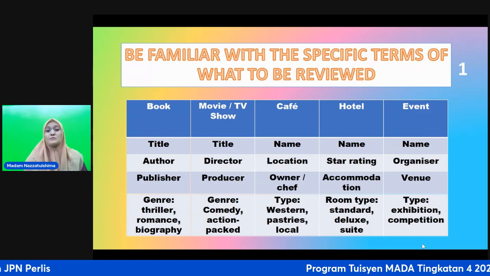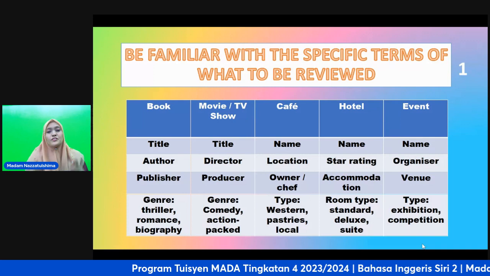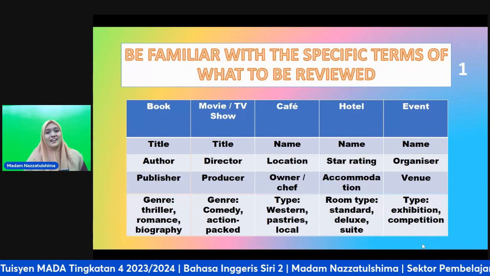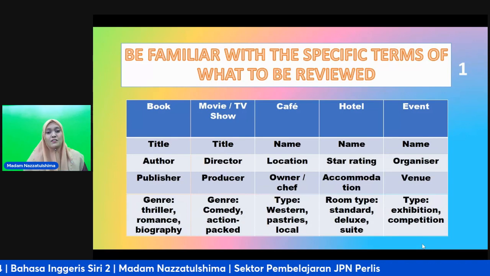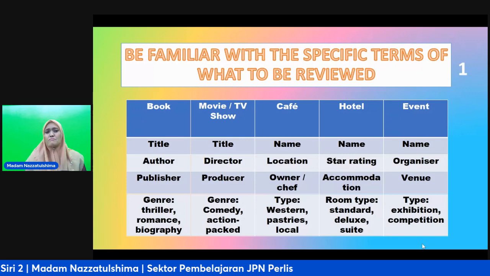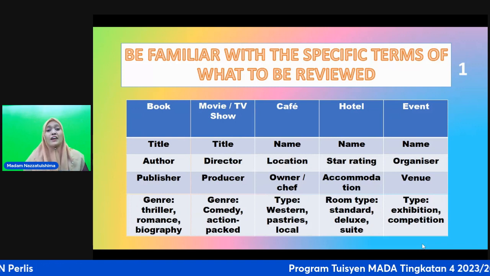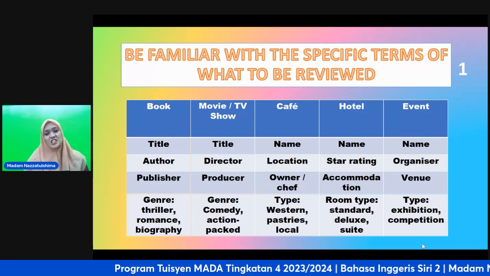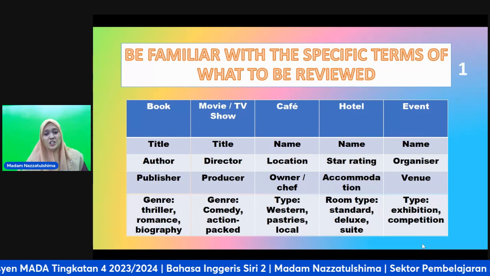Next one is about a cafe or restaurant. For example, you have to give the name of the restaurant, for example, Naza's restaurant. Next one is the location. This one is different from a book and a movie because a restaurant is a physical building you are supposed to recommend to others, and of course they want to know where the location of the cafe or restaurant is. So you have to give the location.